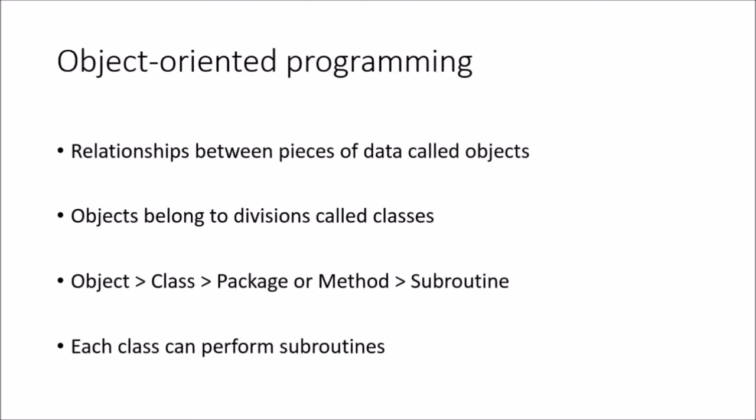Now it's time to talk about the object-oriented programming of Perl. Object-oriented programming is another way of thinking about programming. Approach it in terms of data and relationships between pieces of data called objects. These objects belong to divisions called classes. A way to really think about it is in terms of hierarchy. The object leads into the class, which leads into the package or method, whichever one you want to call it, which leads into the subroutine.